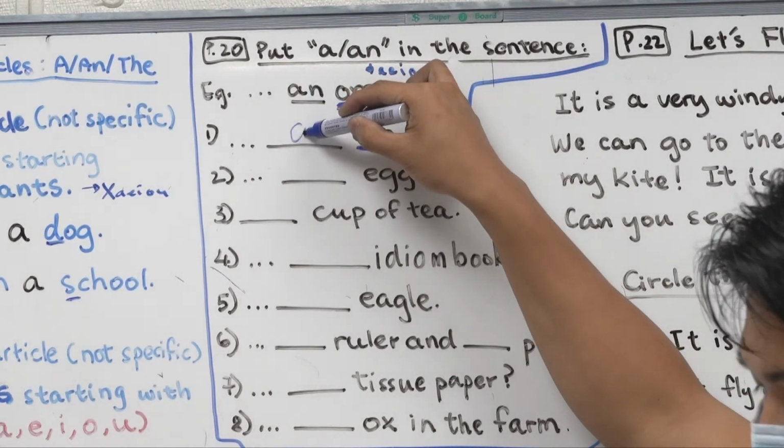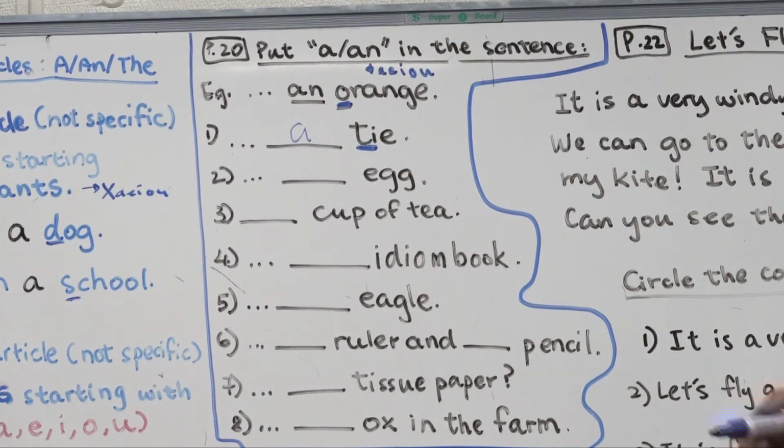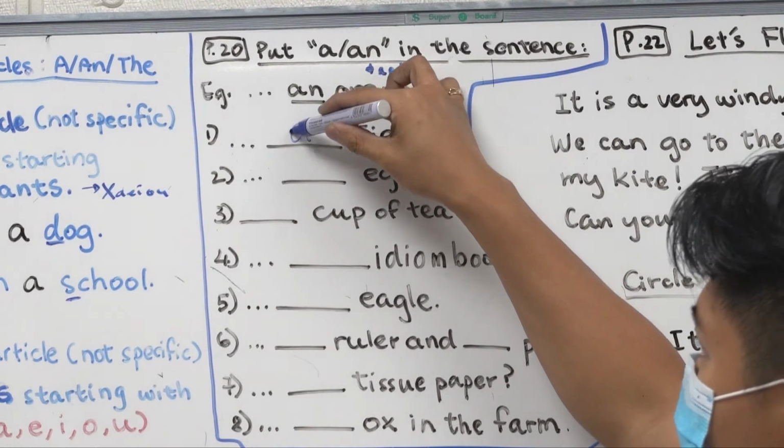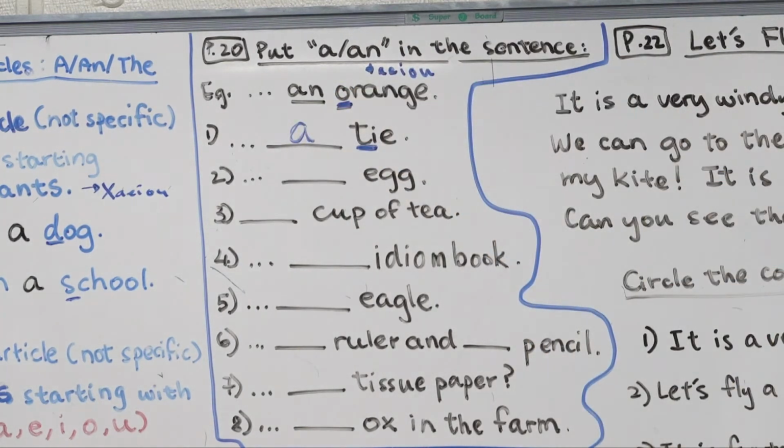So my father has a tie. Remember, we only use an for vowels, A, E, I, O, U. Good job, everyone. Let's move on to the second one, egg, okay? I have blank egg for Easter. Again, which should we use for egg?